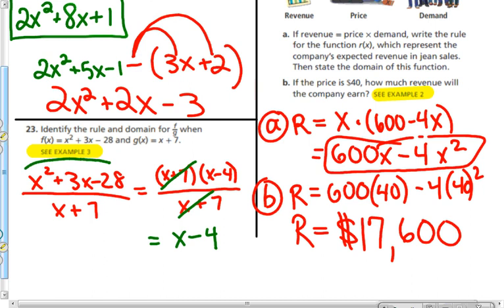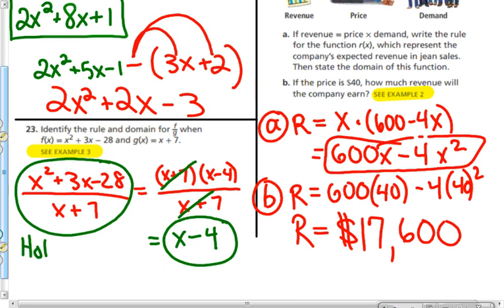So this function, f divided by g, ends up looking like the line x minus 4 with a hole in it. Hole at x equals negative 7. So for the domain, you would say that x can't be negative 7.